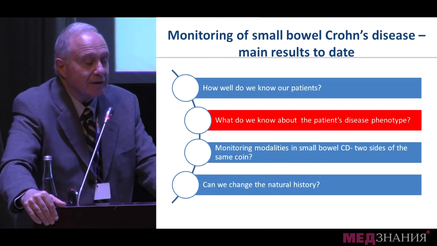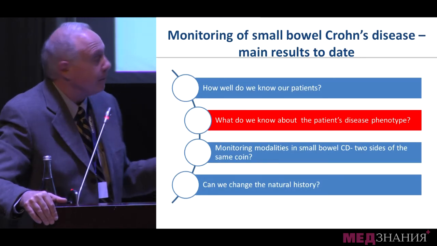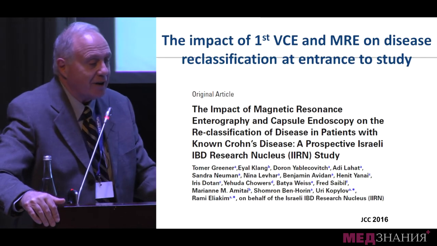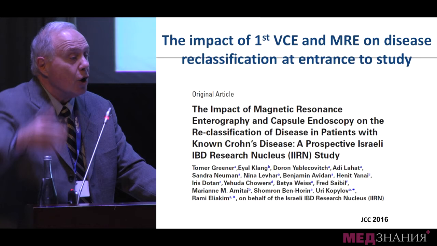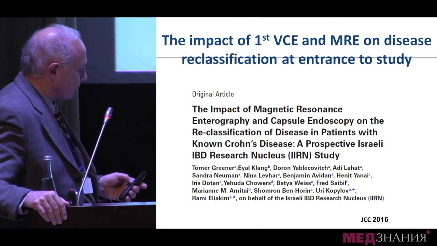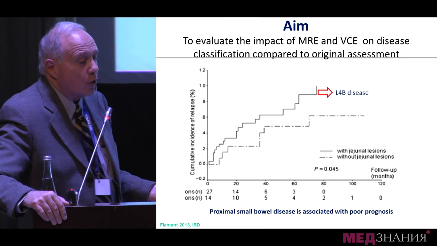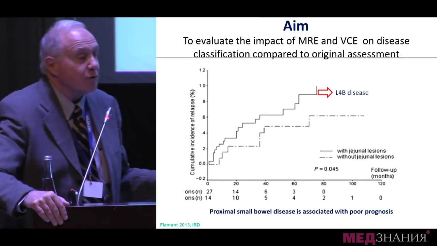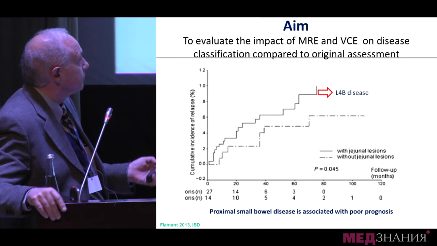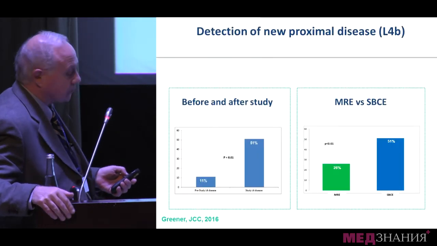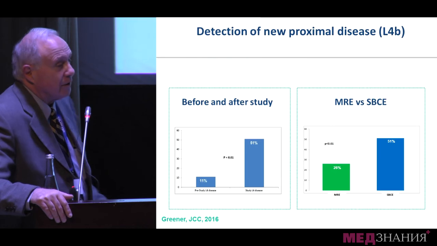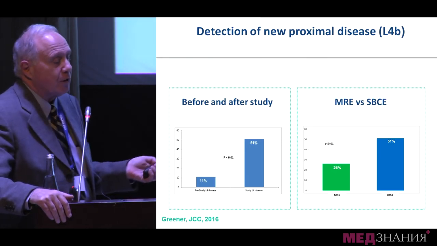What do we know about the patient's phenotype if we use capsule and MRE? So again, the aim of this was to evaluate the impact of MRE and capsule on disease classification compared to the original thorough assessment we had. And this is partly evoked by this paper by Flamand that shows that if you have jejunal lesions in small bowel, this is a severe prognostic sign. So these are our patients before entering the study. This is after the first capsule and MRE. You see a jump in proximal disease from 11 to 51%.